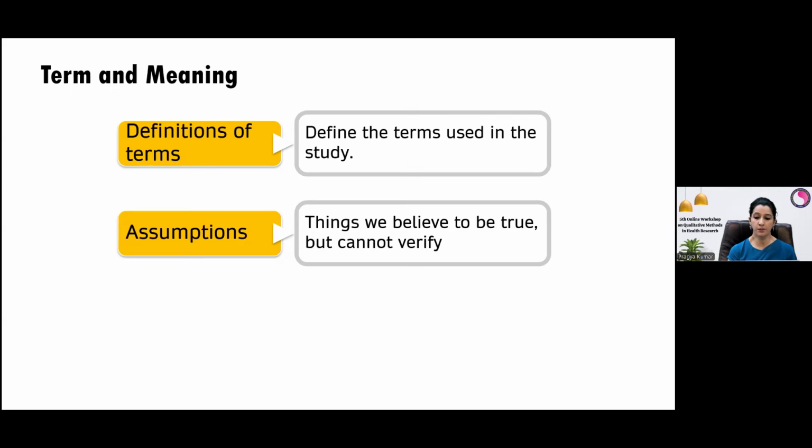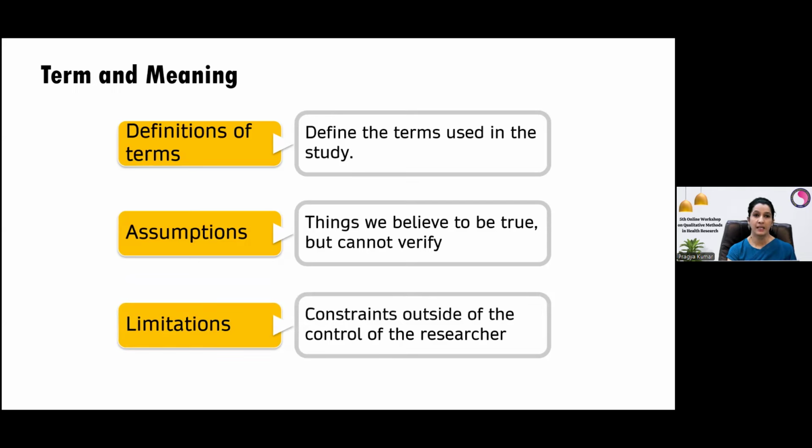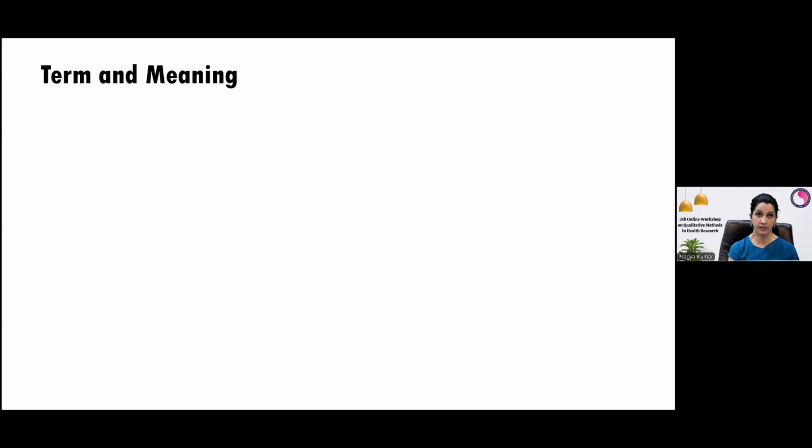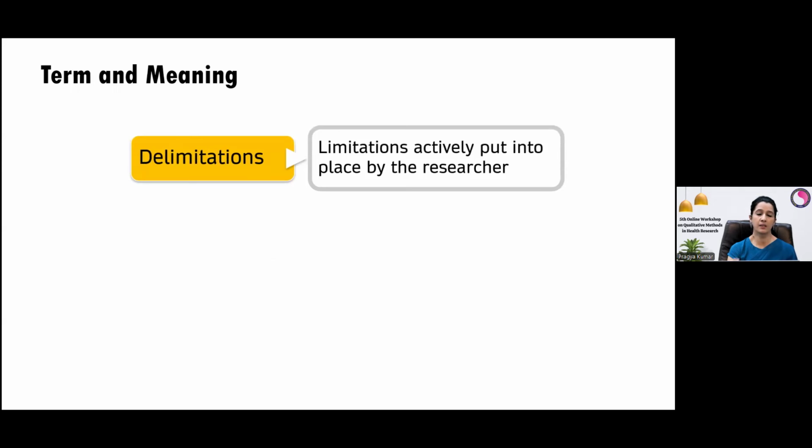So those assumptions you should write in your protocol. Then you write the limitations also. Limitations means those factors which are outside the control of the researcher. So that you write, and then you write the delimitation also. So what is delimitation? Delimitation is what the author actively puts as a limitation.